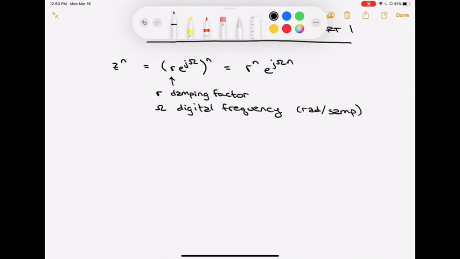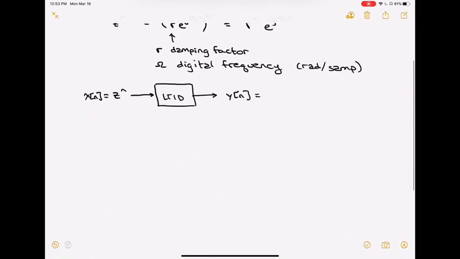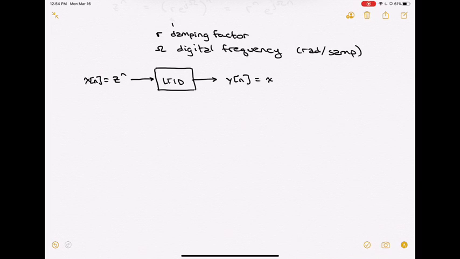So we're going to take this everlasting exponential, z to the n, and feed it into my linear time invariant discrete system. So we'll draw that system up here. I have a linear time invariant discrete system, and we're going to generate an output. My input x of n is that everlasting exponential z to the n, and we're going to be looking at what my output y of n is. From Chapter 3, we know that a linear time invariant discrete system has the output as just the input x of n convolved with the unit impulse response h of n. I'd like to do some expansion on this.